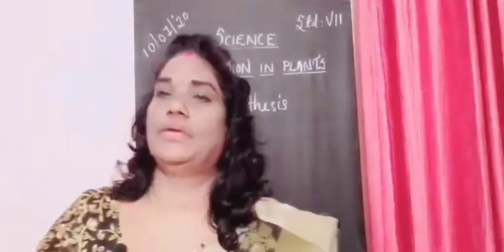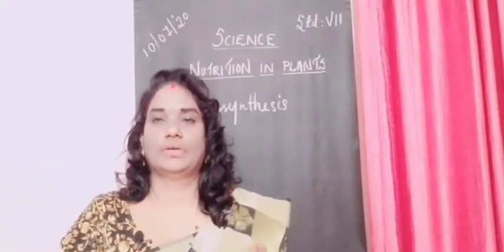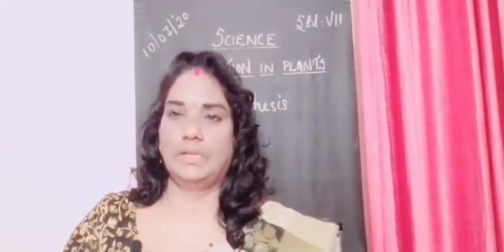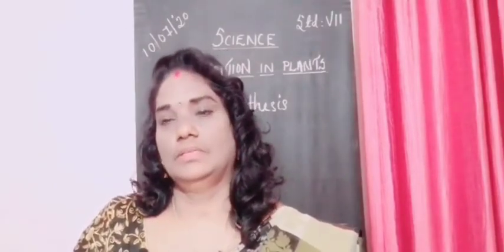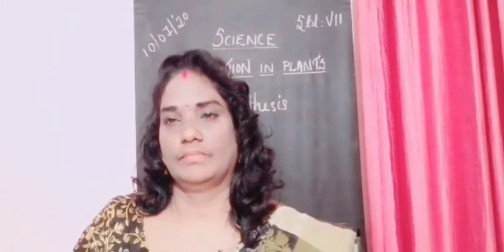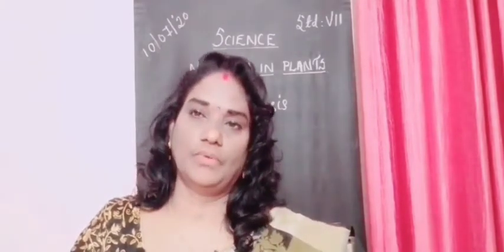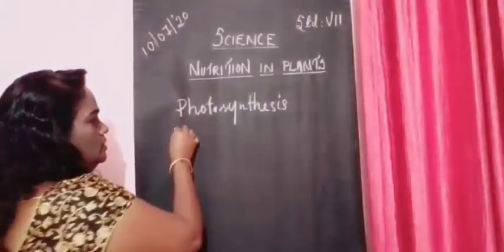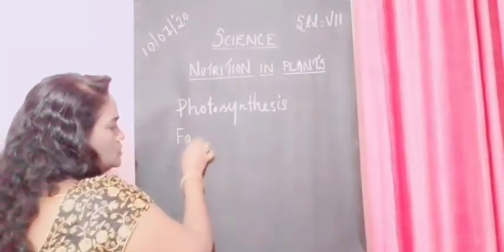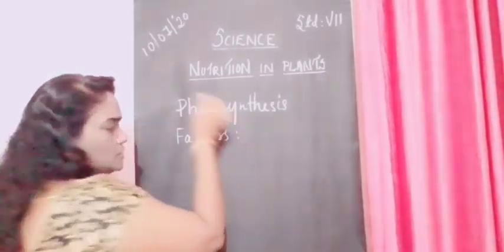To perform photosynthesis, I told you plants require carbon dioxide, water, sunlight, chlorophyll, etc. These are known as the factors or requirements for photosynthesis. So let us write that. The factors required for photosynthesis. What are the factors required?